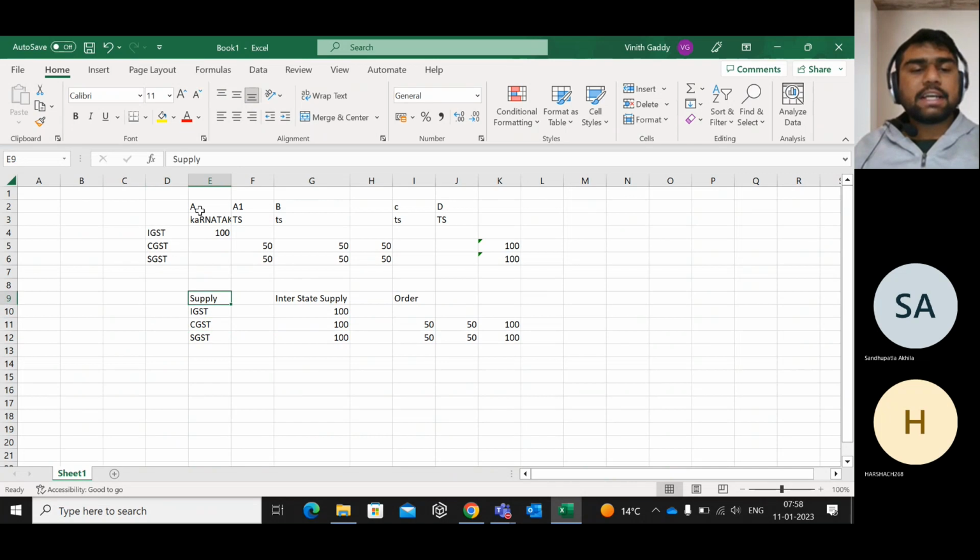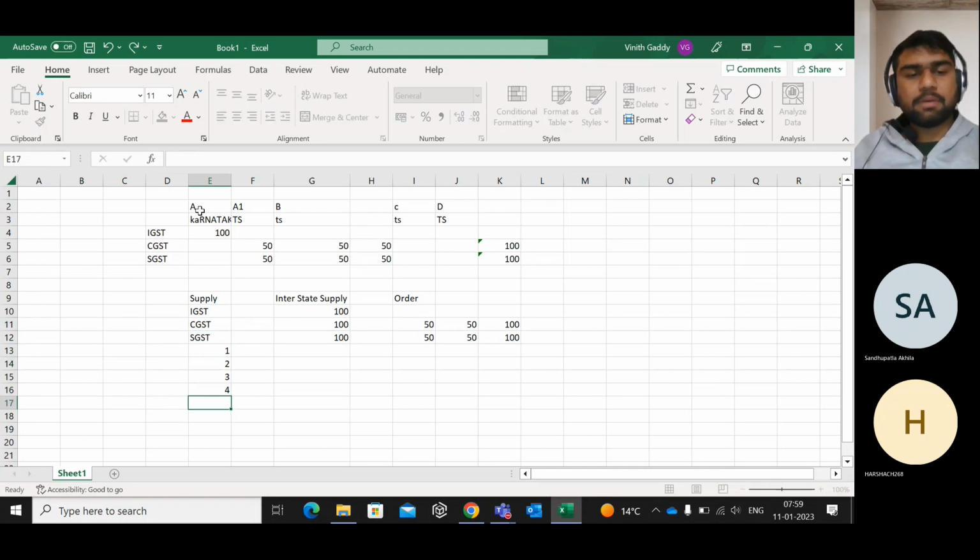And IGST can be utilized for the payment of CGST, for the payment of SGST. Point number 1, first IGST should be consumed. Point number 2 ఏంటిదంటే, IGST can be used for the payment of CGST, for the payment of SGST. And third point is CGST can be used for the payment of IGST, SGST can be used for the payment of IGST. This is point number 4.